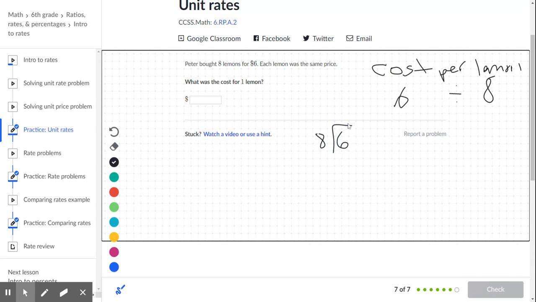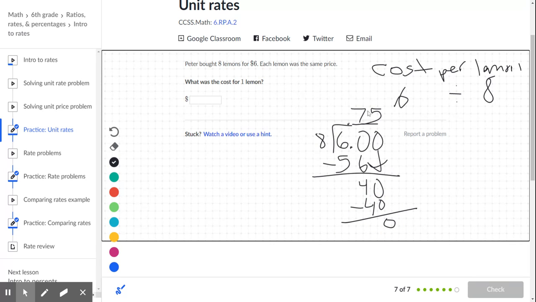8 can't go into 6, so I put decimal, decimal, 0. 8 can go into 60 7 times because 7 times 8 is 56. 60 minus 56 gives me a 4. I still have to write another 0 and bring it down. 8 can go into 40 5 times because 5 times 8 is 40 and 40 minus 40 is 0. This is saying that each lemon costs 75 cents.